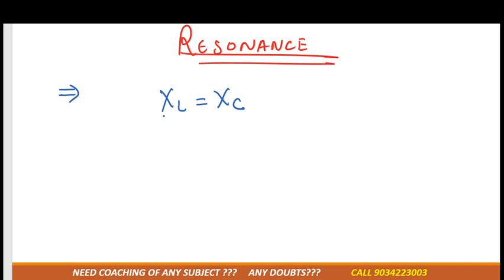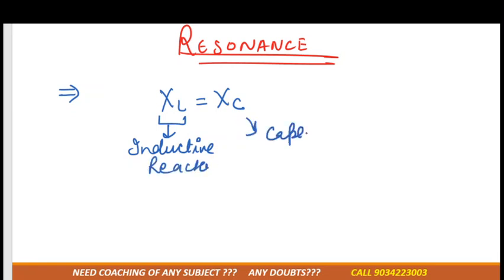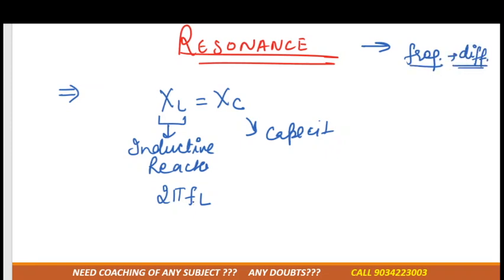Do you know what XL is? XL is the inductive reactance, correct? And XC is the capacitive reactance. You know the formula for XL as well as for XC. XL is 2 pi FL. But in the case of resonance, the frequency is different, so I'm considering it as FR.